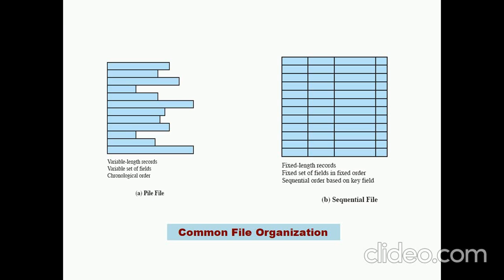This is a diagrammatic representation of the pile structure and the sequential file. In the diagram itself, the pile has a complex structure because it does not have a uniform structure. The length of the data, the length of the field, is not uniform, it is variable length, and it is not segregated into fields. It is only used to store massive data.